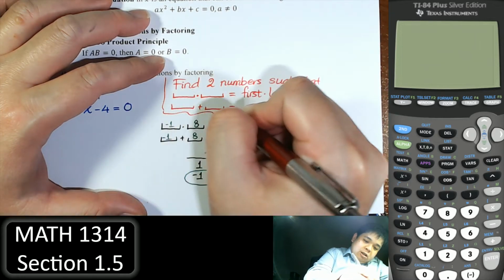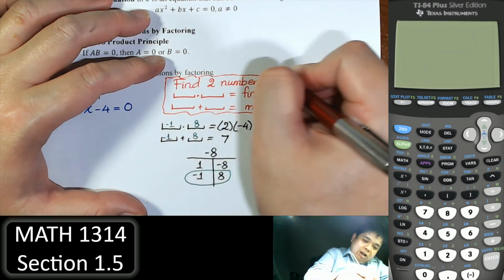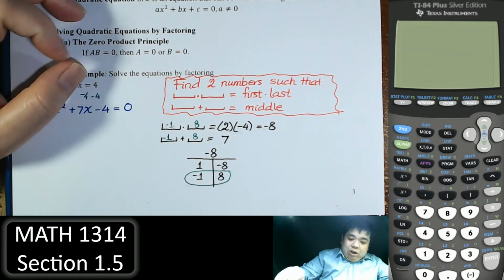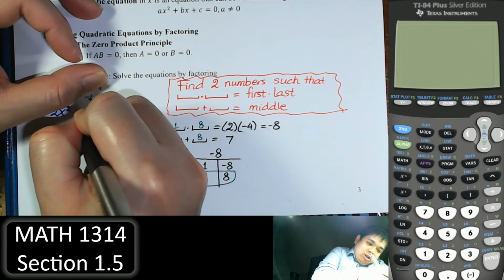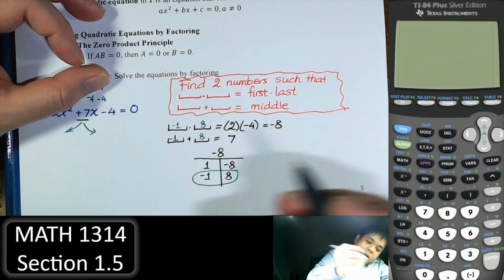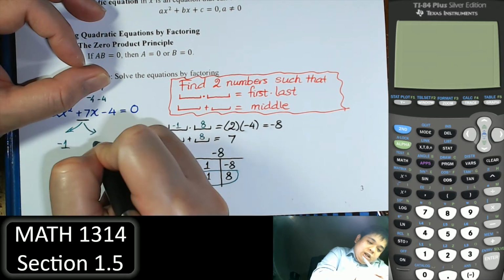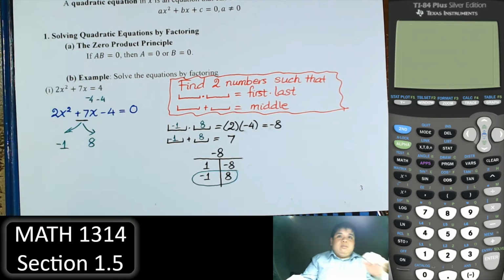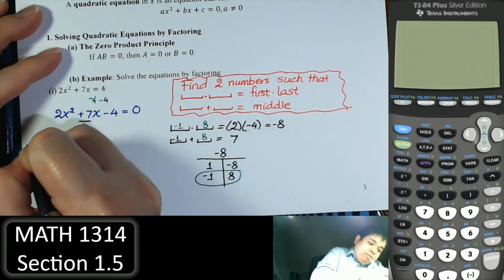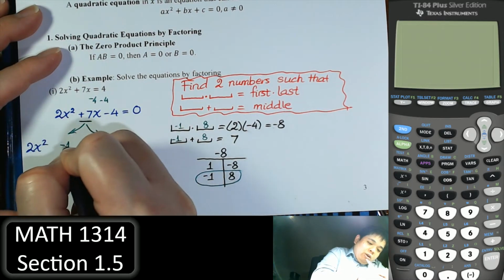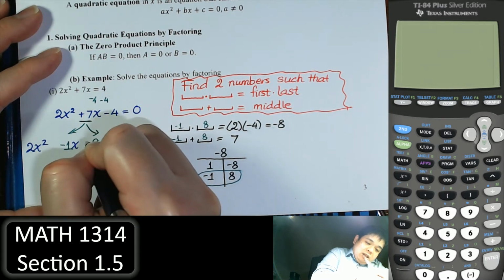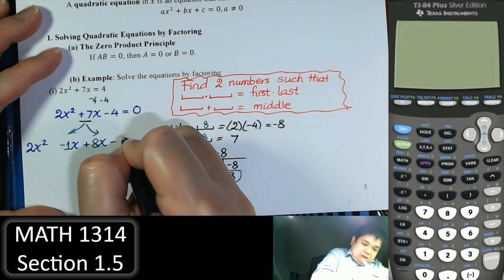So that is how I do the factoring. We do that and we find negative 1 and 8. Once we find negative 1 and 8, that is where we split the middle term. One is negative 1, the other one is 8. Doesn't matter the order, negative 1 and 8 or 8 and negative 1. Right. Let's write the rest of the problem. We have 2x squared, negative 1x plus 8x minus 4.